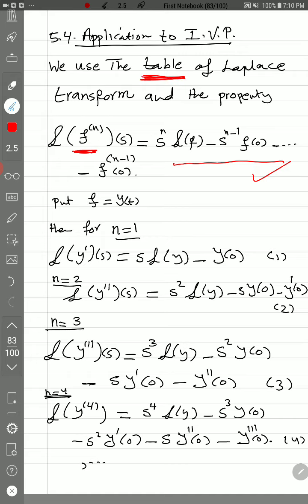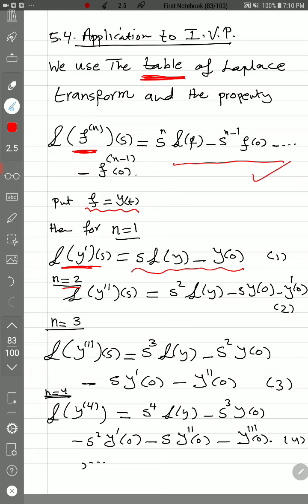Why is this a very important property? Because if you think about f as just y, the solution, and you substitute y and take n equal to 1, L of y prime is just sLy minus y of naught. The y of naught we have, it's the initial condition in our differential equation, so we substitute for it.